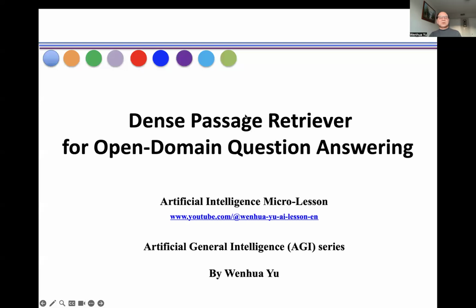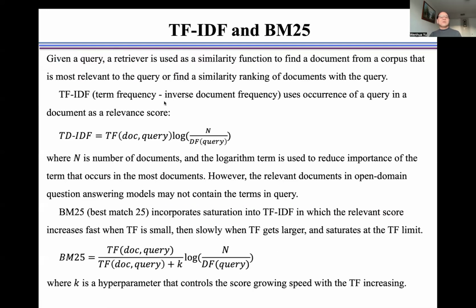In this video, I introduce dense passage retrieval for open domain question answering. Given a query, a retriever is used as a similarity function to find a document from a corpus that is most relevant to the query, or find a similarity ranking of a document with the query.